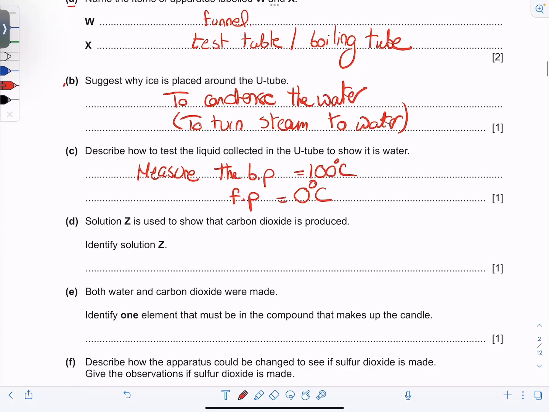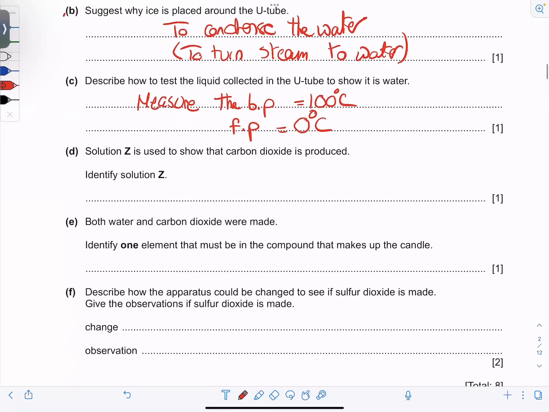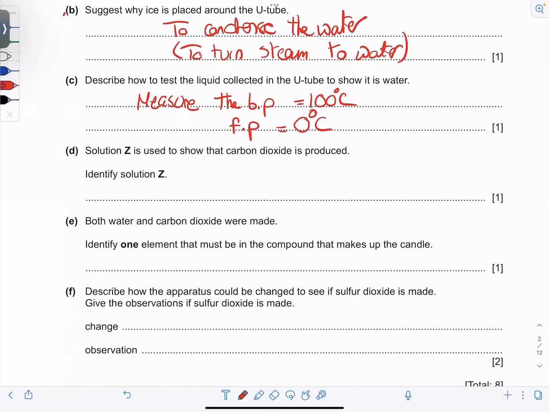Question D, it says solution Z is used to show that the carbon dioxide gas is produced. Identify solution Z. Of course, it is lime water. By the way, lime water is calcium hydroxide solution. So if you said calcium hydroxide solution, it's also accepted.